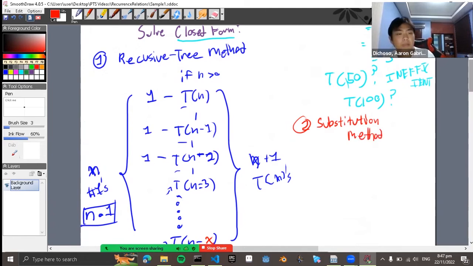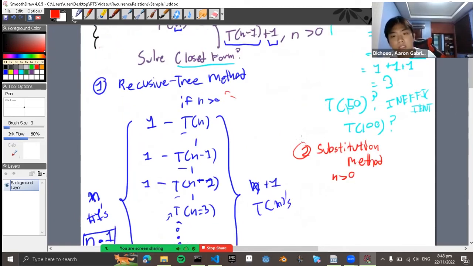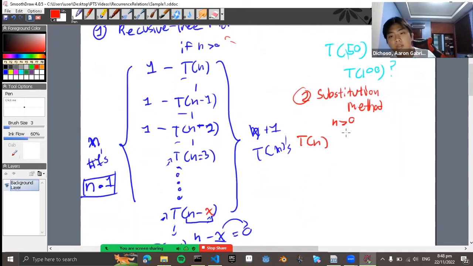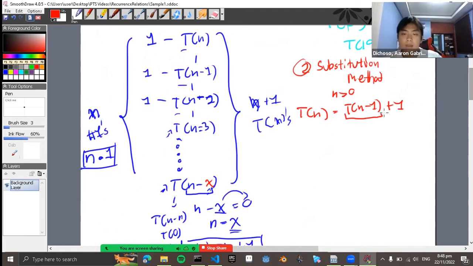Okay? Now, keep in mind, both of these methods should land you on the same answer. So if you're having trouble with this and you're not too sure, you can always try the recursive tree method to check, diba? So let's say we have n is greater than 0. If n is greater than 0, then T of n is equal to T of n minus 1 plus 1. Now, what is T of n minus 1?